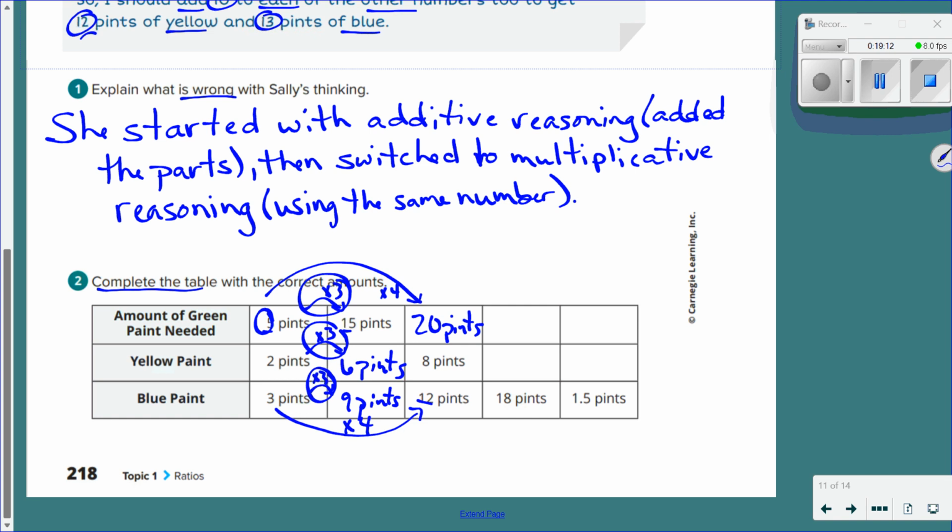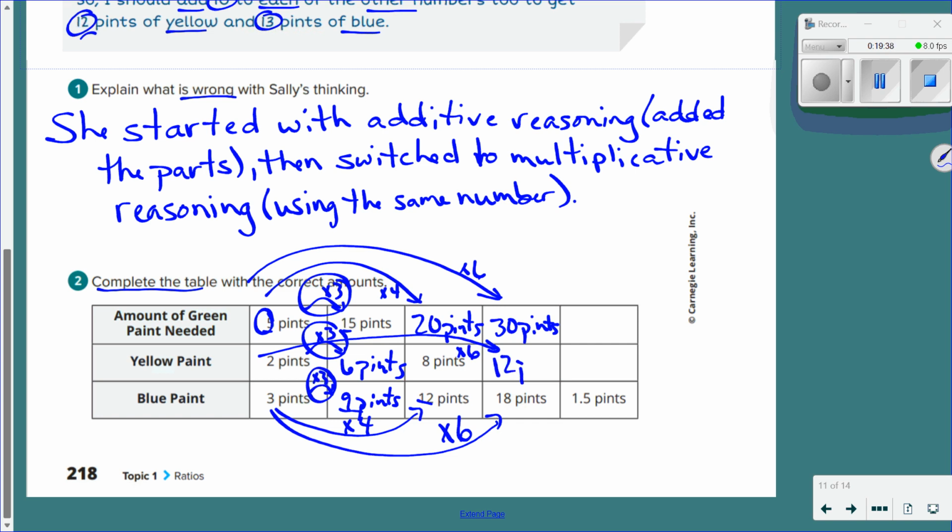Times 6, okay. Some of you could have started at 9 and gone times 2. I could times 3. I don't know what you did times 3, because you wrote it down. No, that's to get to the 9. To get to the 18 is times 6. So I'm going times 6, which gives me 30 pints. And I'm also coming back here, don't forget this part, times 6, gives me 12 pints.